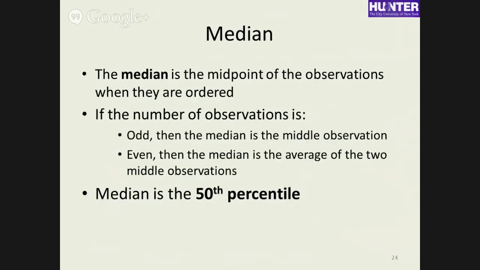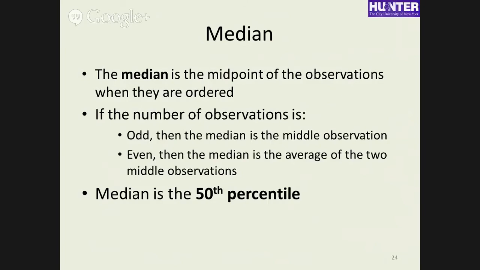Now the median, you don't do any adding at all. All you do is sort your observations from smallest to largest. If the count is odd, it's just the middle observation. And if it's even, it's the average of the two middle ones. That's one way of defining the median.